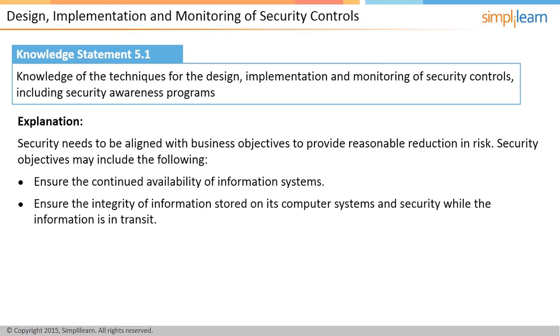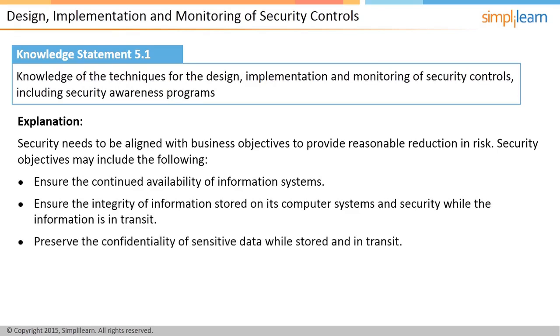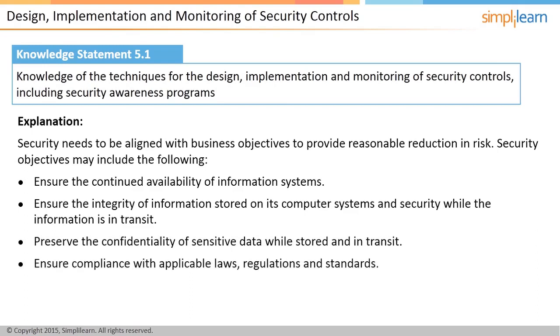Security objectives may include the following: ensure the continued availability of information systems, ensure the integrity of information stored on its computer systems and while the information is in transit, preserve the confidentiality of sensitive data while stored and in transit, ensure compliance with applicable laws, regulations, and standards. Let us continue discussing design, implementation, and monitoring of security controls in the next screen.